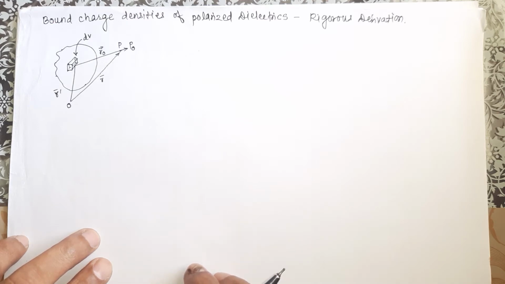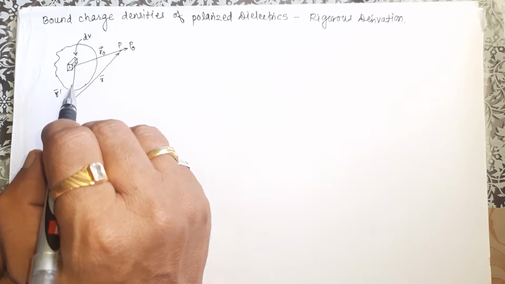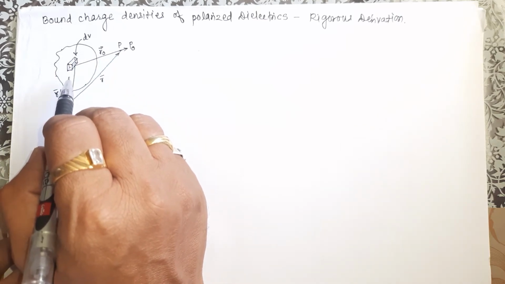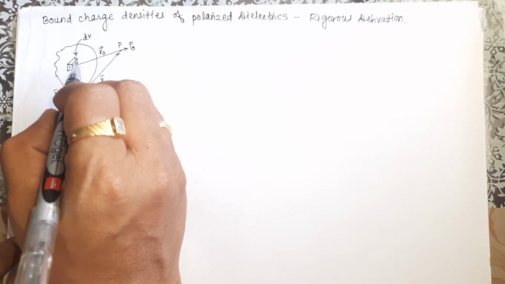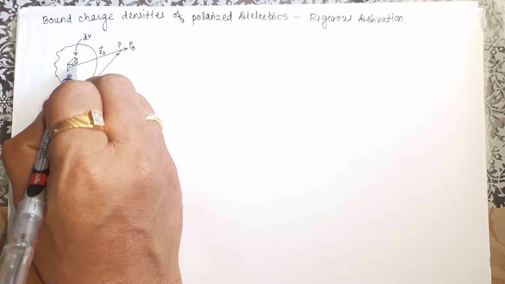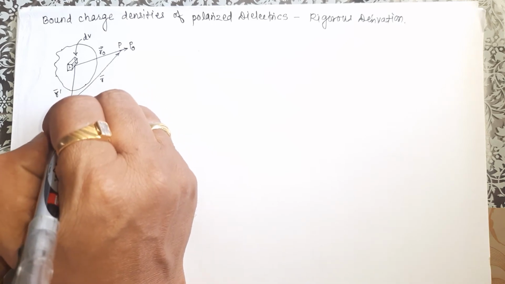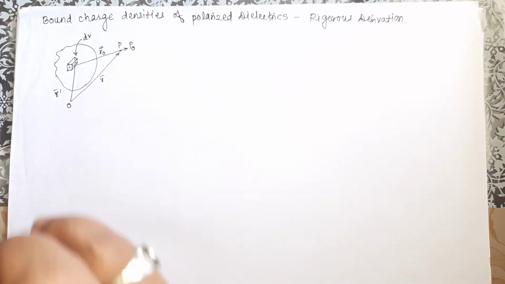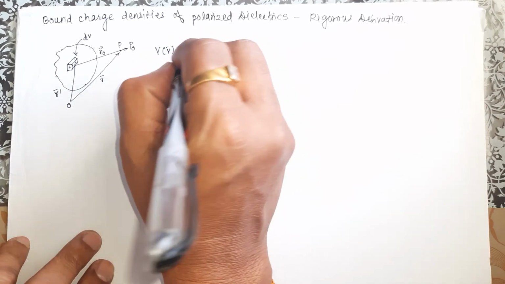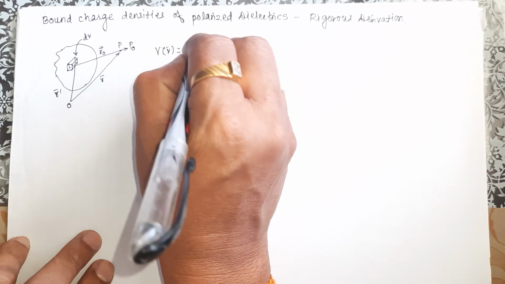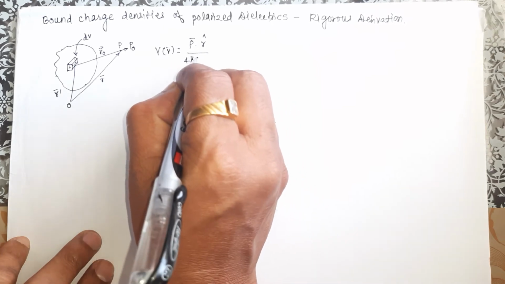So we begin by obtaining the expression for the potential produced at a point due to polarization P of the medium. The potential due to this single dipole is given by this. Here R0 bar is the position vector of this point and R bar is the position vector from this O point. Now we have to find out the potential. So we can write V(R bar) is equal to P bar dot R cap upon 4 pi epsilon 0 into R square.